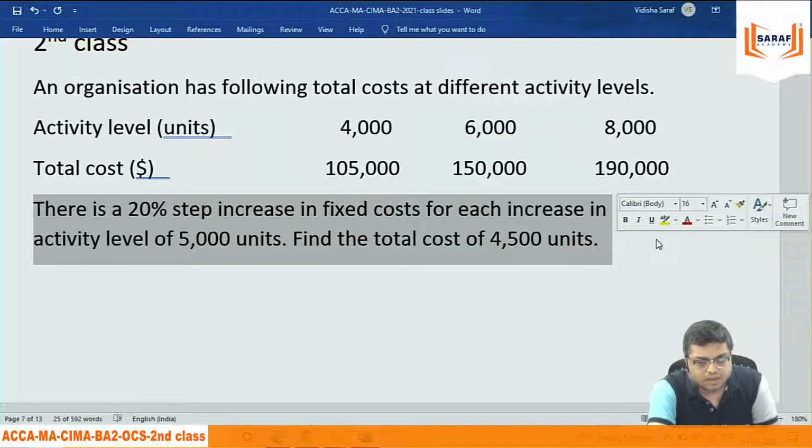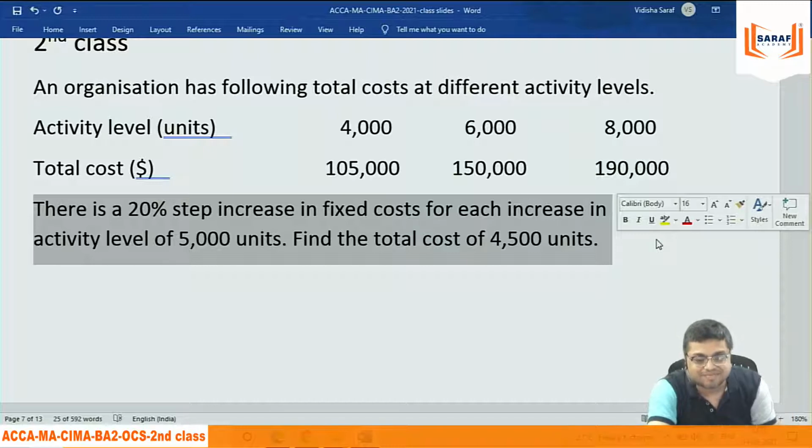Atharva, you can't say that, sir, I was not there in the last class. I have given you the video so many times. So nobody can say that I was not there in the last class. I mean to say semi-variable.